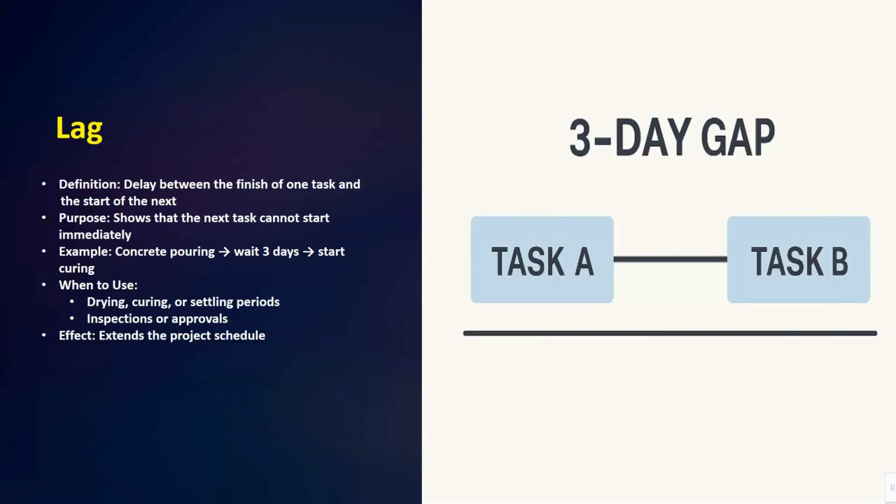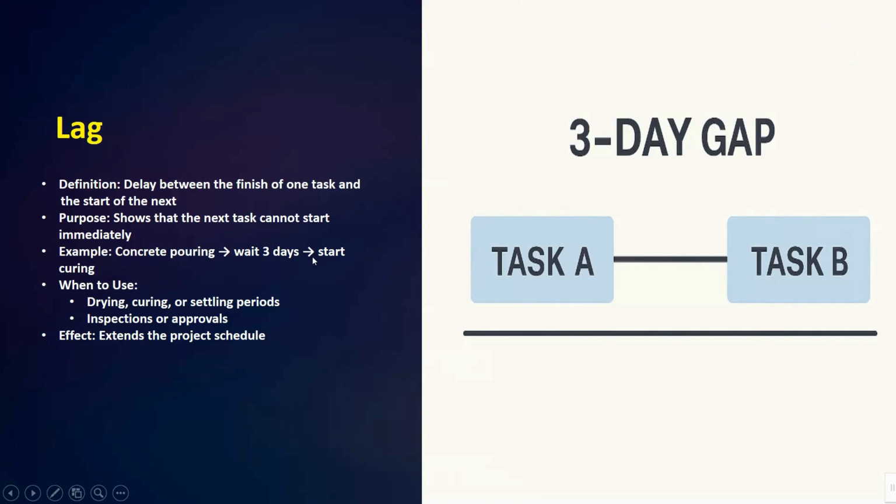Okay, so let's start. First we have lag. You can see we have here the example task A and task B, and between them we have a 3 days gap. Lag defines the delay between the finish of one task and the start of the next one. The purpose is that the next task cannot start immediately. Example: concrete pouring with 3 days before starting the next task. When to use: drying, curing, or settling periods, inspection or approval. The effect is that it extends the project schedule.